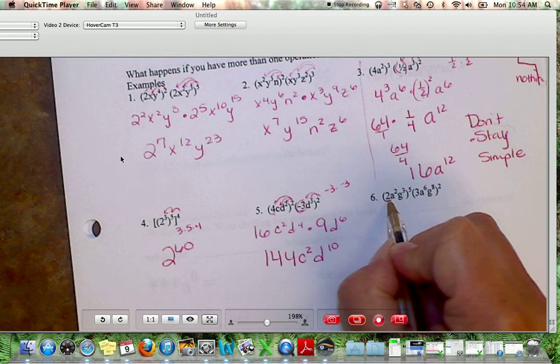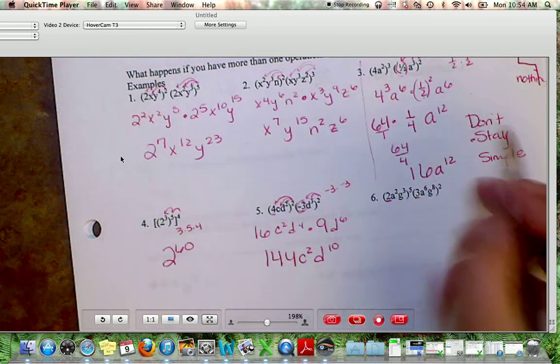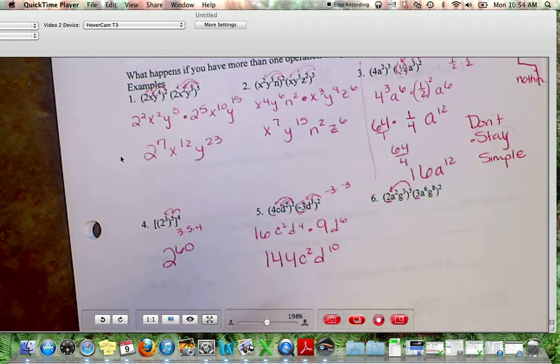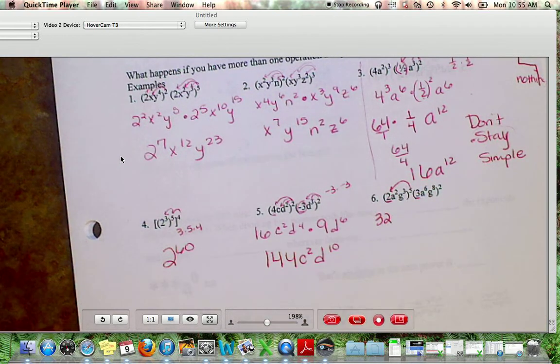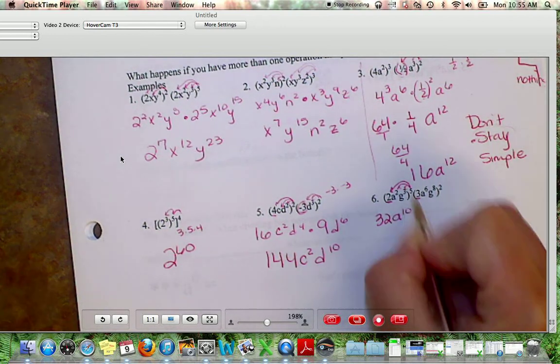Again, I see that there are two different bases, a 2 and a 3. So we want to go ahead and expand them as we're working to save us some time. So instead of writing 2 to the 5th power, let's multiply that. 2 times 2 is 4, times 2 is 8, times 2 is 16, times 2 is 32. So 2 to the 5th power is 32. Then we get A to the 10th, G to the 15th.